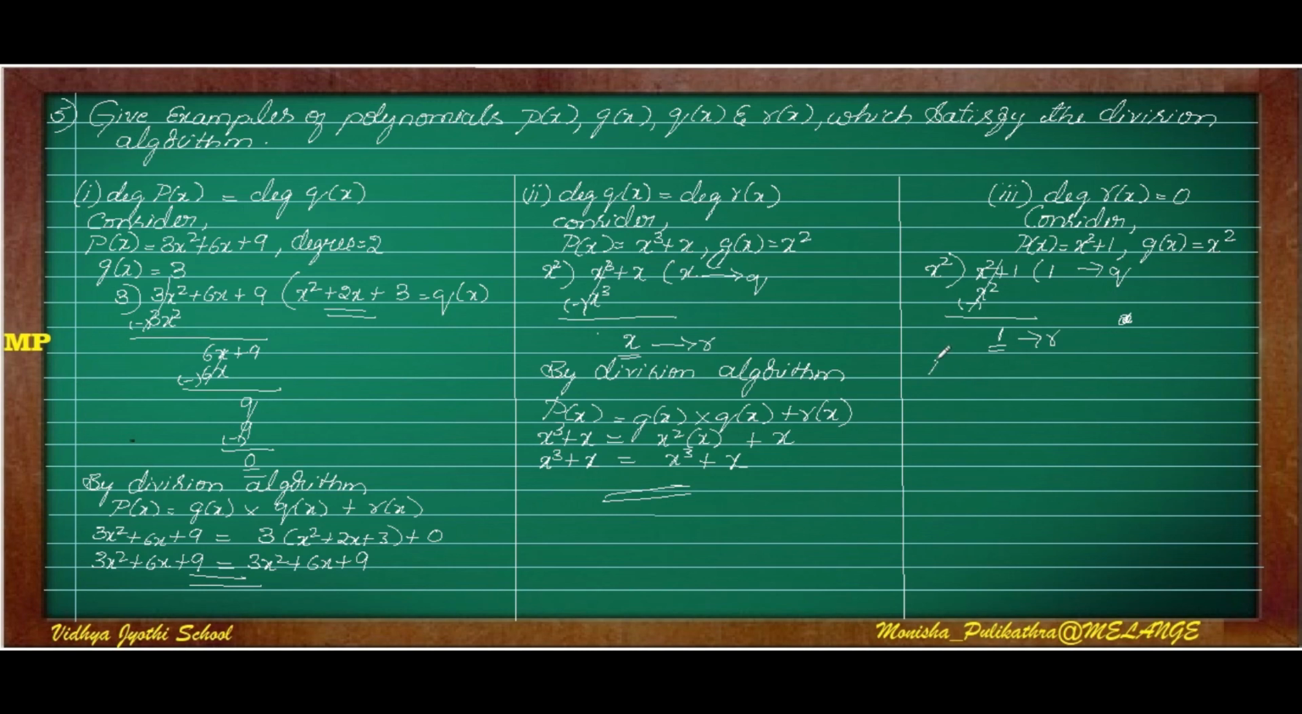So again by the division algorithm, p of x is equal to g of x into q of x plus r of x. So p of x is x square plus 1, g of x is x square, the quotient is 1, plus the remainder, which is also 1. So x square plus 1 is equal to x square into 1, which is x square, plus 1. LHS is equal to RHS. Hence all the 3 questions are proved.